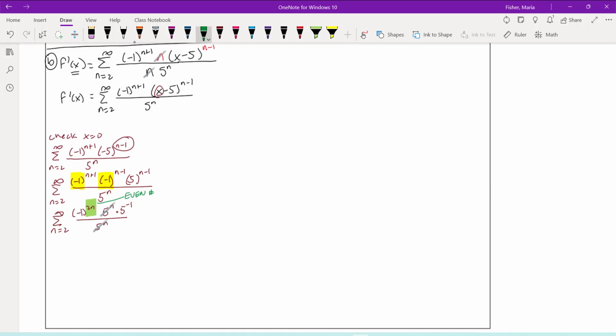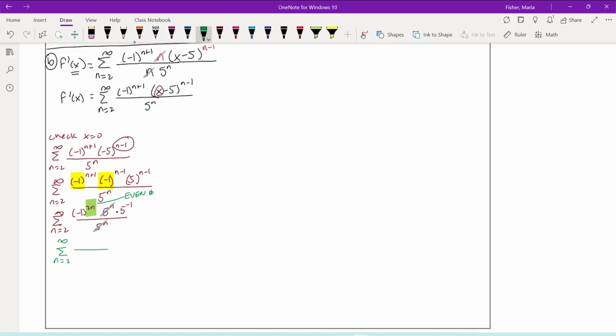So if I raise it to an even number, it's always positive. So I don't have an alternating piece here. I don't even have a negative 1 to the 2n. That goes away because I'm always really multiplying it by 1. We can rewrite this guy as the sum from n equal 2 to infinity.